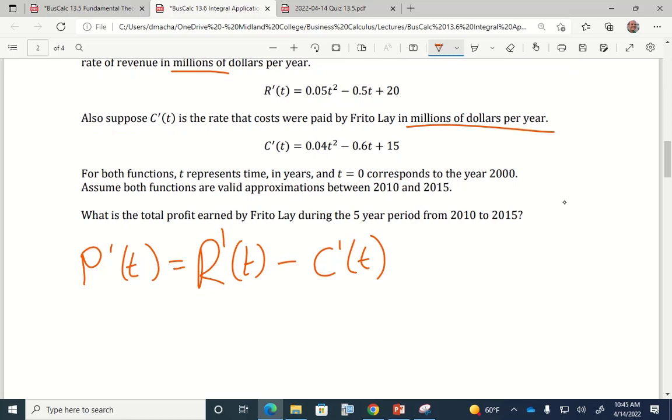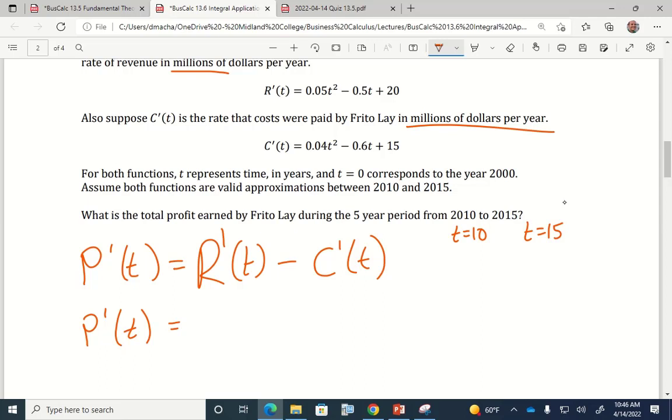Now, the question asks, what is the total profit earned by Frito-Lay during the 5-year period from 2010 to 2015? And since t equals 0 corresponds to 2000, this is going to be the period between t equals 10 and t equals 15. Well, I would start by finding out what my P prime function is. What's the rate at which I'm earning profit?